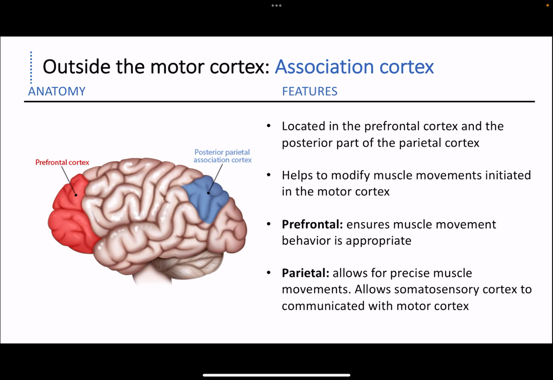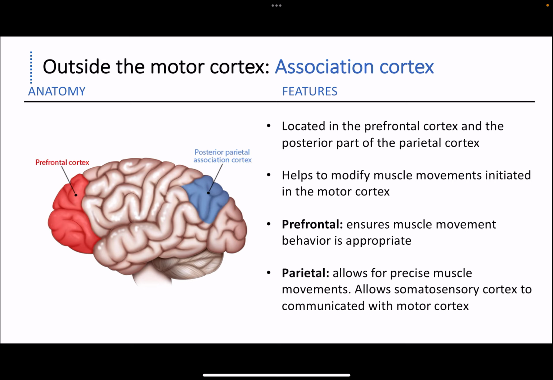Now, there's another region called the association area, or association areas, or cortices. And these are what are called the prefrontal cortex and the posterior parietal association cortex, right? So the prefrontal, this one in red, this is where our thought or our idea to do some type of motor activity, this is where this thought is initiated, right? So it's making sure that our movement or our plan for movement is appropriate, right?